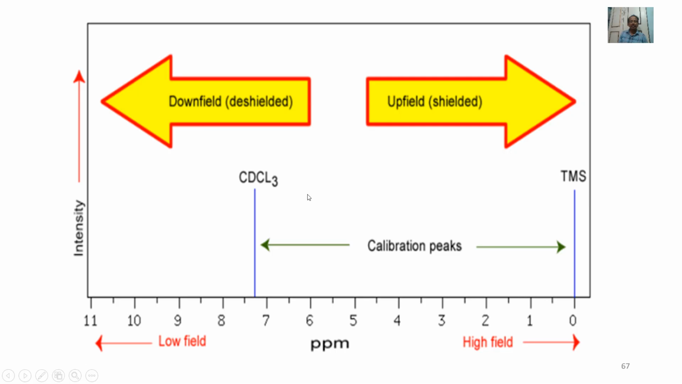So this is what was explained. One is higher field, another one is low field. Shielded always goes with high field, and downfield, de-shielded, moves only towards the low field. Intensity versus ppm is given, and this is the reference position. This is nothing but the TMS signal.